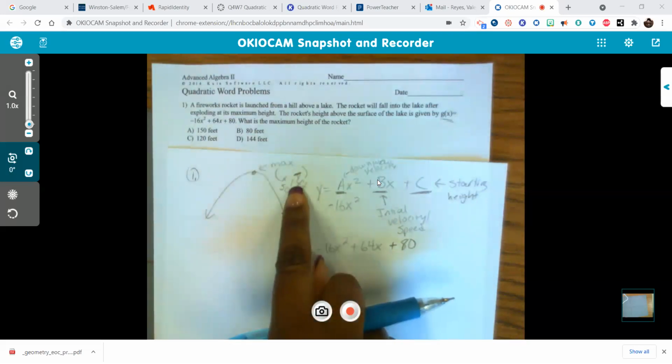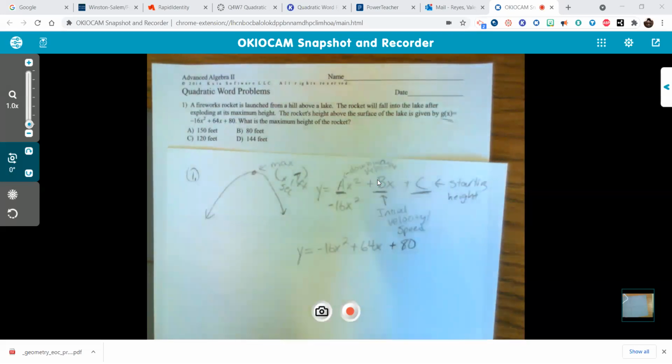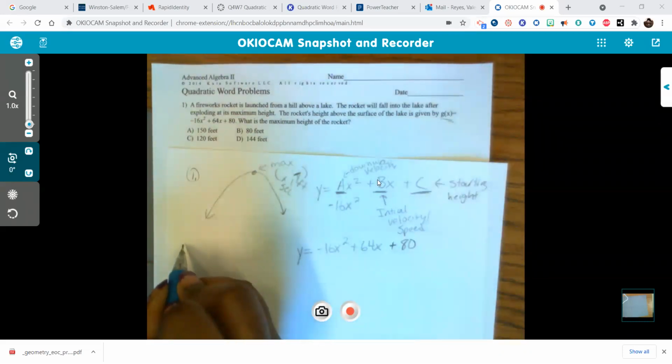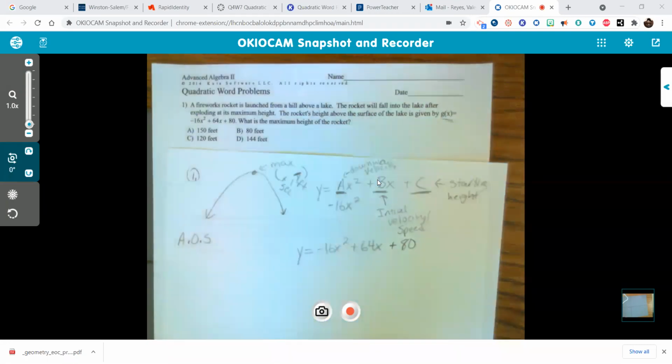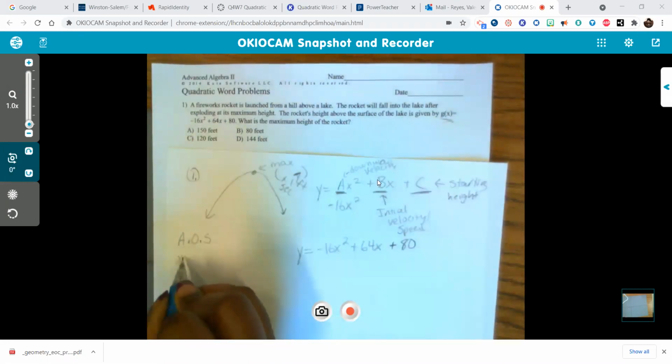In order for us to figure out what the vertex is, we have to find AOS first, the axis of symmetry. So the formula for AOS, or axis of symmetry, the x value of our vertex, is x is equal to negative b divided by 2a.